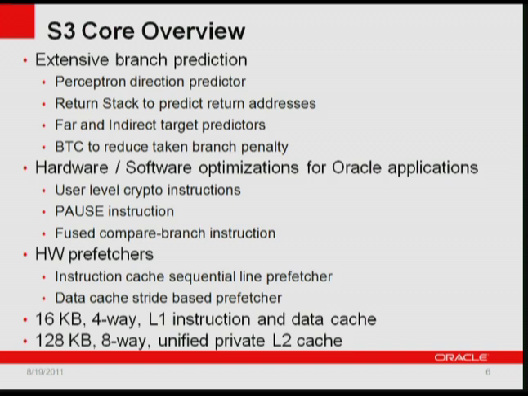S3 has new user-level crypto instructions. These instructions can significantly reduce the overhead associated with the encryption and decryption of data, especially for small packet sizes. Because these are user-level instructions, they can easily be threaded. And by threading crypto instructions, we end up improving the overall core crypto performance.